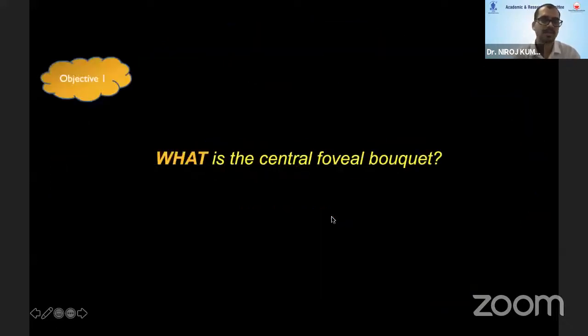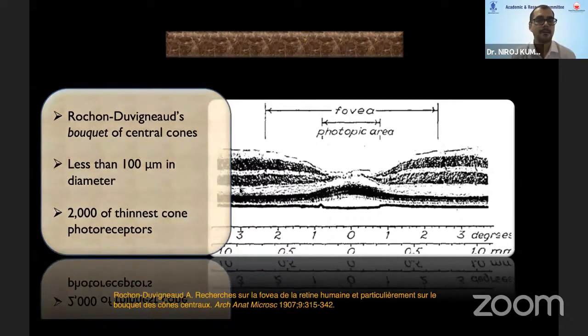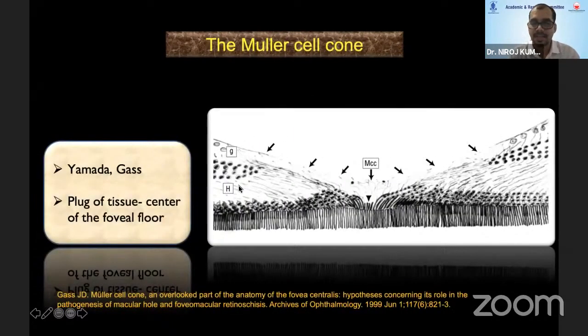So let us come to the first objective. What is the central foveal bouquet? It was first known as the Rochon-Duvigneaud bouquet of central cones, which was less than 100 microns in diameter and consisted of around 2000 of the thinnest cone photoreceptors. However, it was later on described by Yamada and Gass, who described the presence of a Muller cell cone, which is nothing but a plug of tissue at the center of the foveal cone.